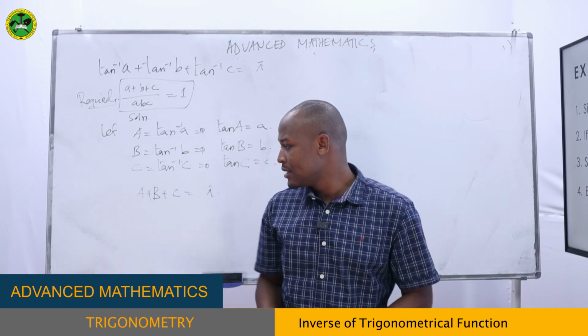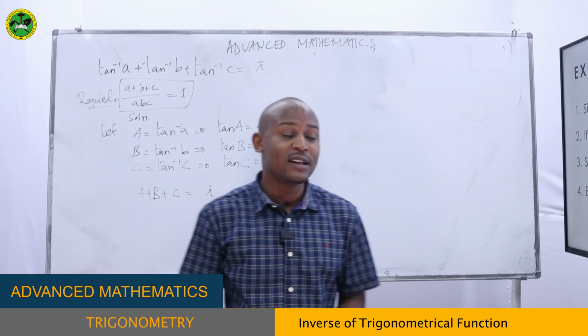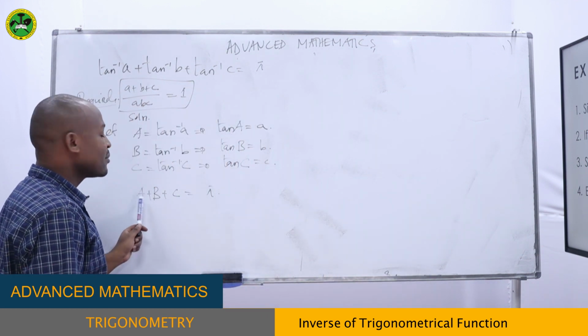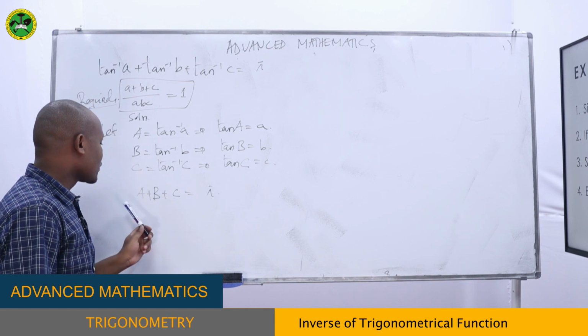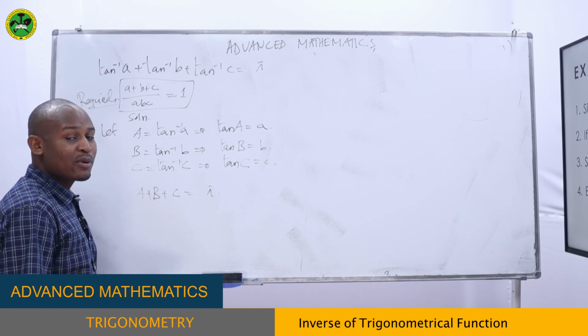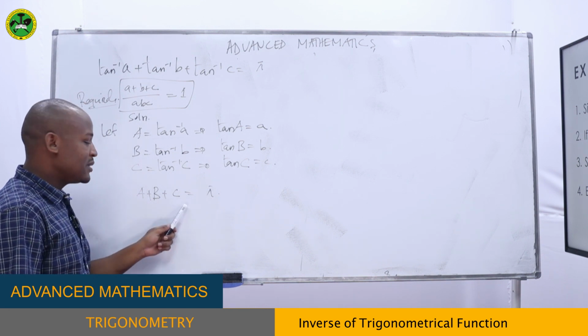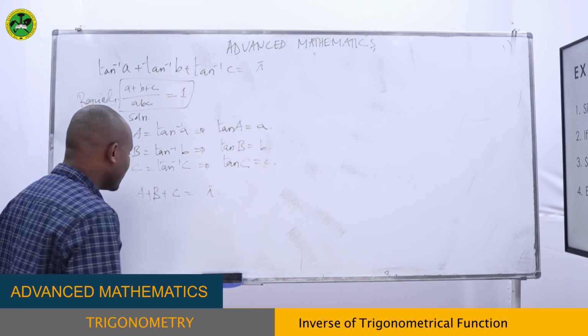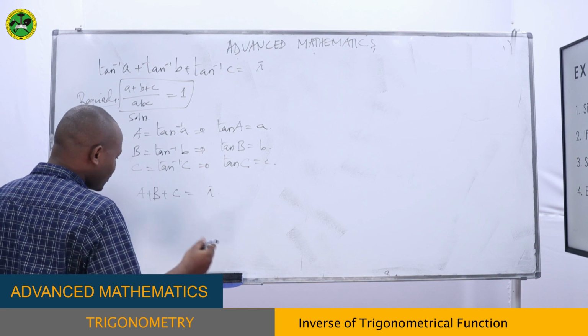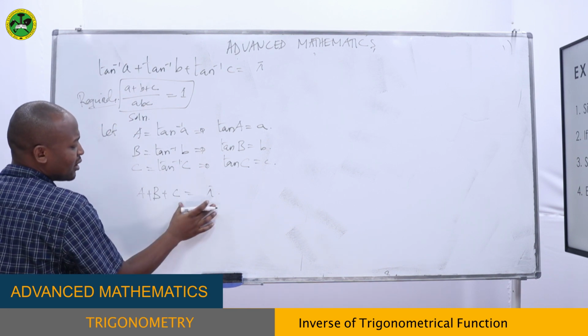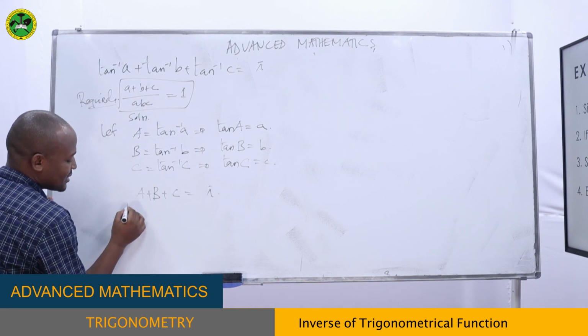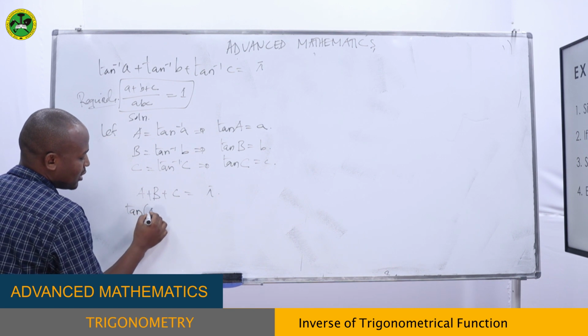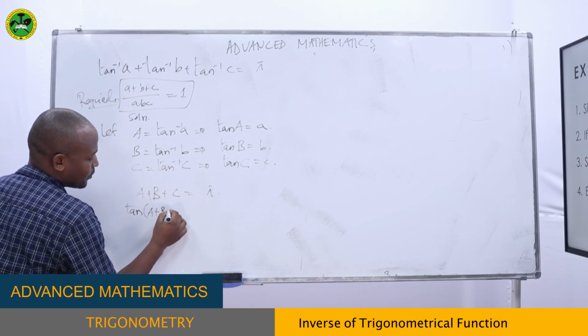So let's open this by the use of tan. As I explained last time, I left you a question: you were supposed to find the compound formula for A plus B when you open it by tan. Now let's do it together. Let's apply tan on both sides.